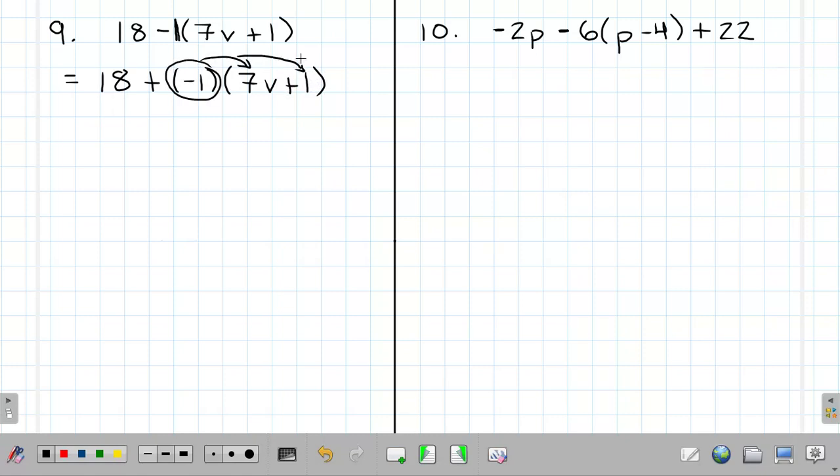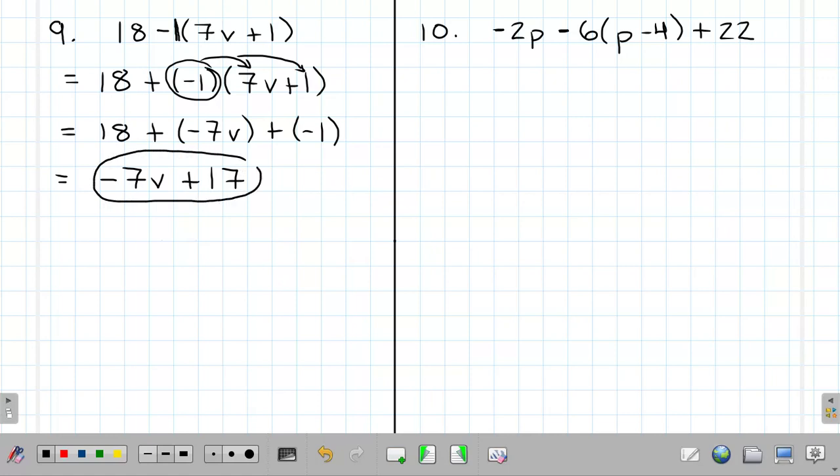Okay, so the negative 1 gets distributed. What we end up with is 18 plus negative 1 times 7 is negative 7v, plus negative 1 times 1 is negative 1. And then the same kind of thing. Negative 7v is the only variable term here, so let's write that down, plus, well, what's 18 plus negative 1? That's 17. So negative 7v plus 17 is the same thing as what we had up here.